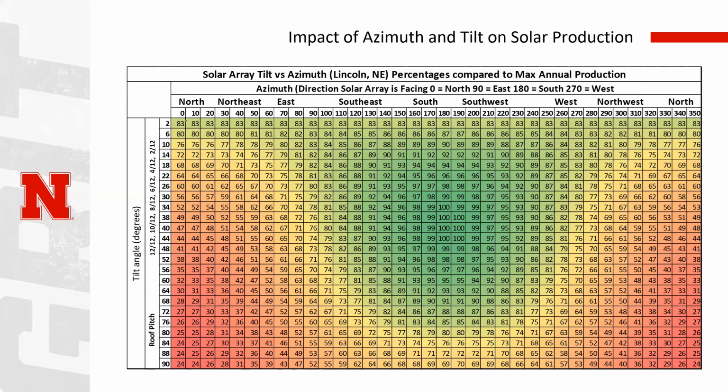But what I did is I did every direction. I faced a system north, I faced a system south, I faced a system west, east, every direction. I did every tilt angle from essentially flat to 90 degrees. And then I took the highest number and I made it 100%, and everything else is a percentage based on that. And I want to point out that essentially my 100% is right there. In Nebraska, it needs to be faced due south to get maximum production at a tilt angle of basically 34 to 44 degrees. That's where I'm going to get maximum production.